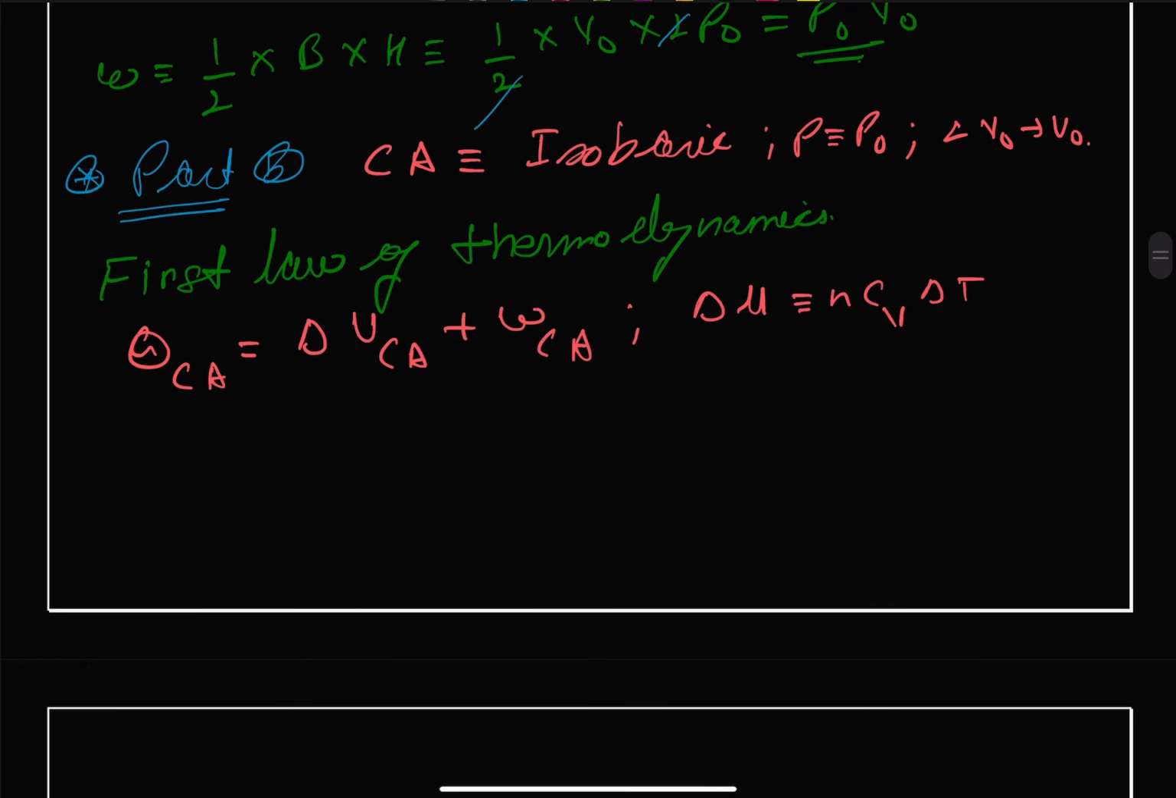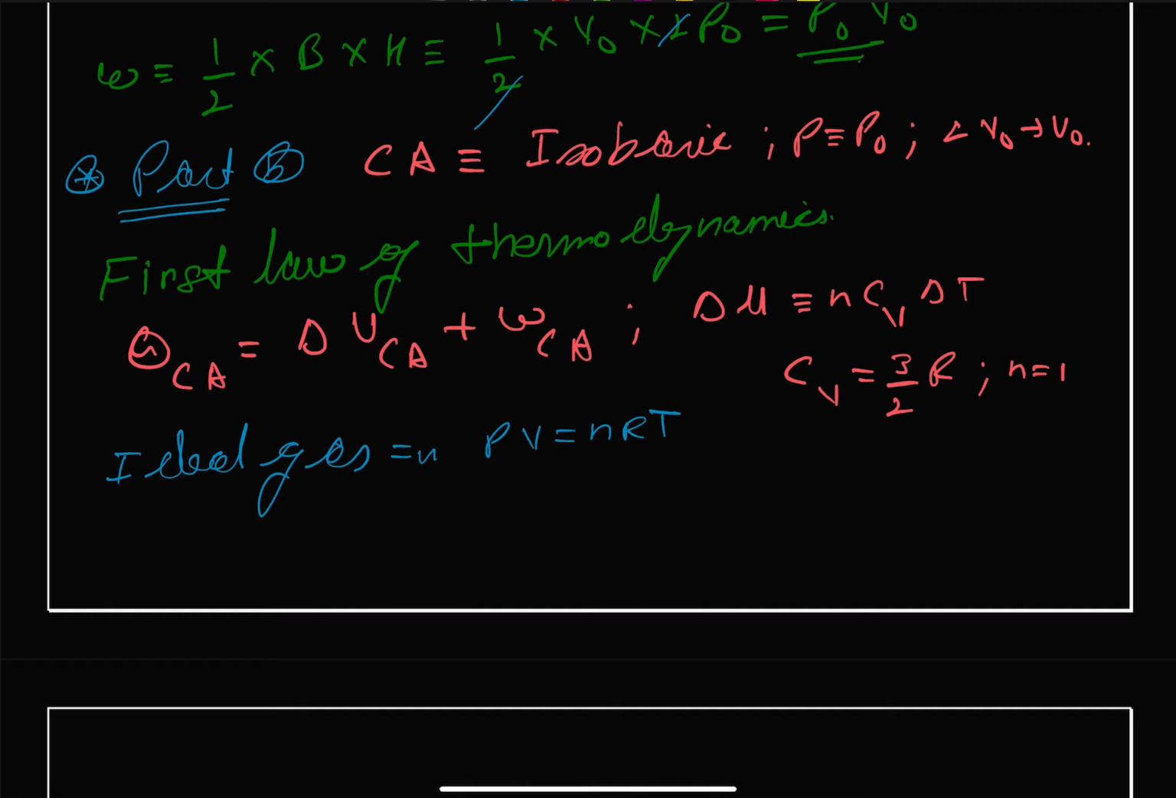Therefore we can write that C of V is equal to 3 by 2 times R, and moles is given as 1. And we are supposed to find out delta T. So for that we can use our ideal gas equation, which gives us PV is equal to nRT.